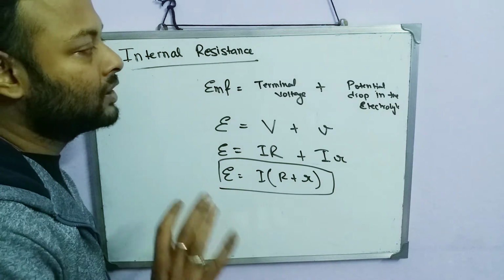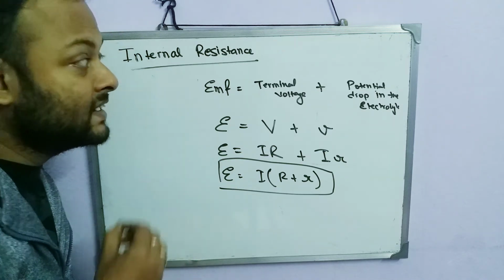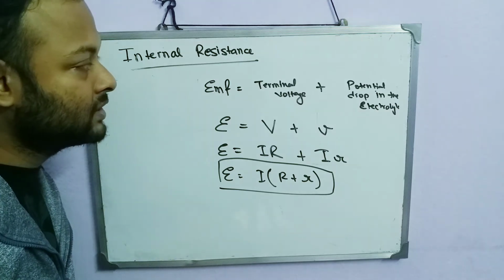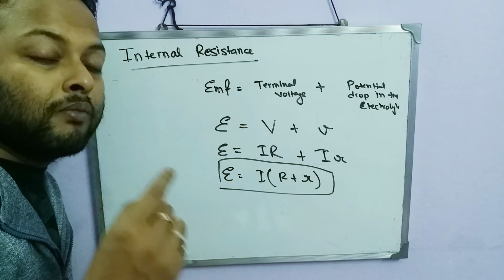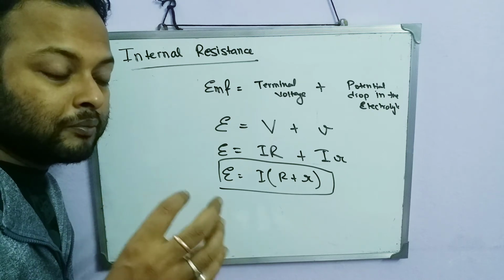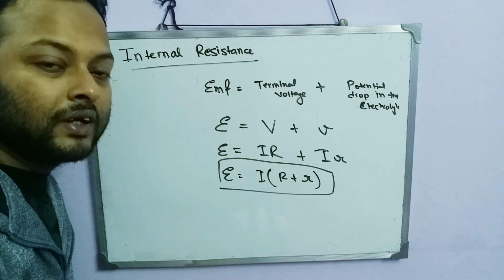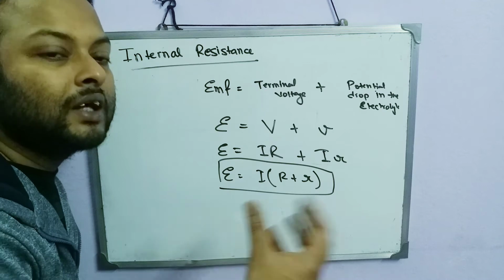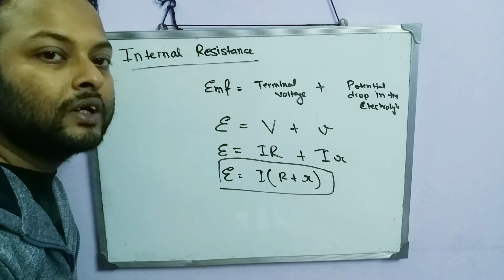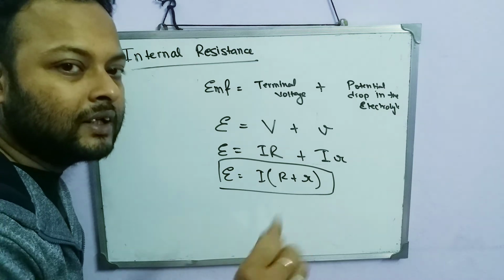So I think you understood what is internal resistance and what is the significance of internal resistance. The significance of internal resistance is that it is dropping the potential. So the cell is itself becoming its enemy, meaning the cell is providing the voltage, but some of the voltage which it itself is providing, it is consuming a little bit of that.